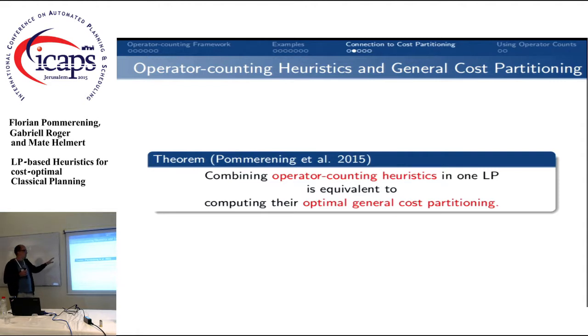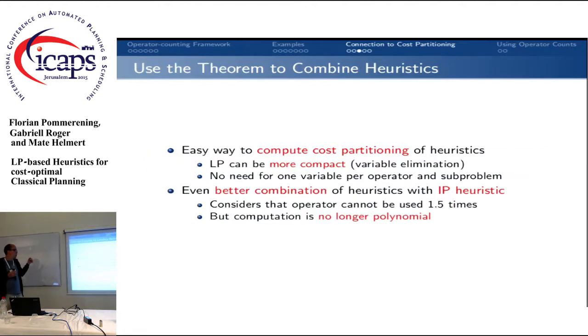So this result says, if you do this, the optimal value you get for the combined linear program is the same value that you would get if you would use optimal general cost partitioning, so with negative costs, for the individual component heuristics. And this theorem can be used in different ways. So one obvious way to use it is to actually compute optimal cost partitionings of heuristics.